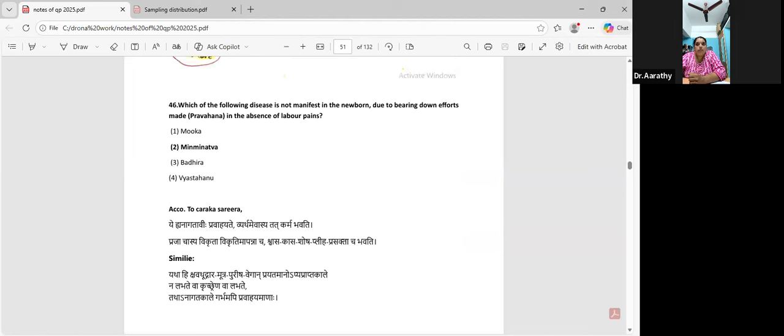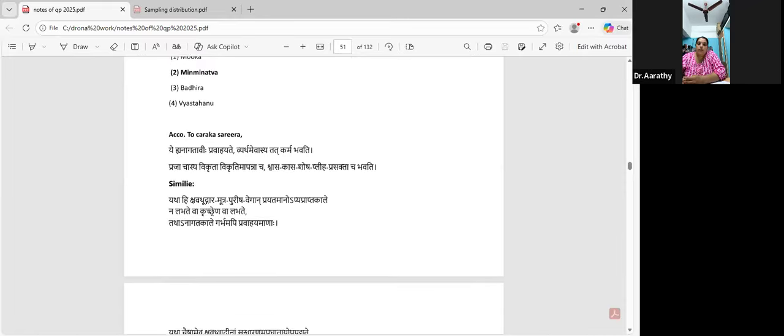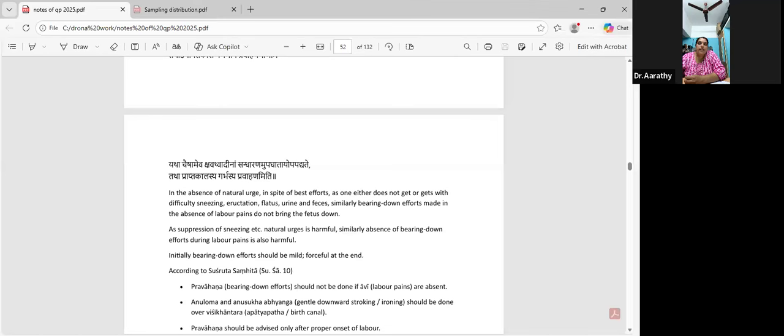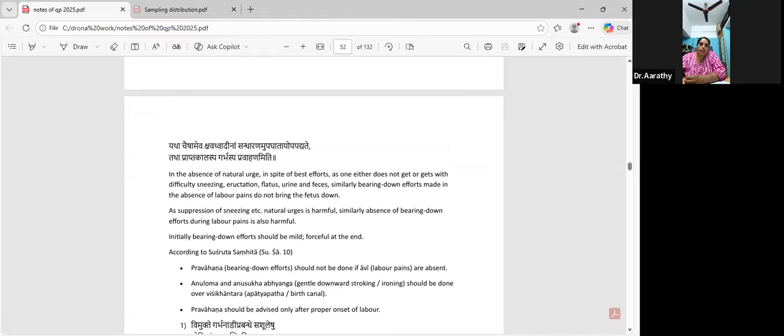Next, which of the following diseases is not manifested in the newborn due to bearing down efforts or pravahana made in the absence of labor pains? So, untimely pravahana is one important topic in Prasuti. Charaka, Sushruta, Vagbhata, Bhela, all of them have given their opinions. So you will have to study those diseases. And while you study that, the labor process should also be studied. Like how Charaka has mentioned the order of labor, the order of labor for Sushruta, the order for Ashtanga Sangraha or Ashtanga Hridaya, for Kashyapa, all these have to be studied.